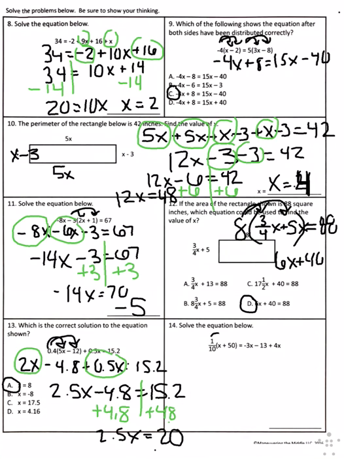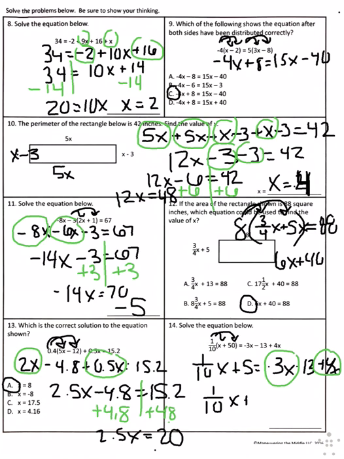Number 14, again, we distribute first, so 1/10 times x is 1/10 x. 1/10 times 50 is 5. Equals negative 3x minus 13 plus 4x. We combine like terms by combining negative 3x and 4x. Negative 3 plus 4 is 1. So 1/10 x plus 5 equals x minus 13.